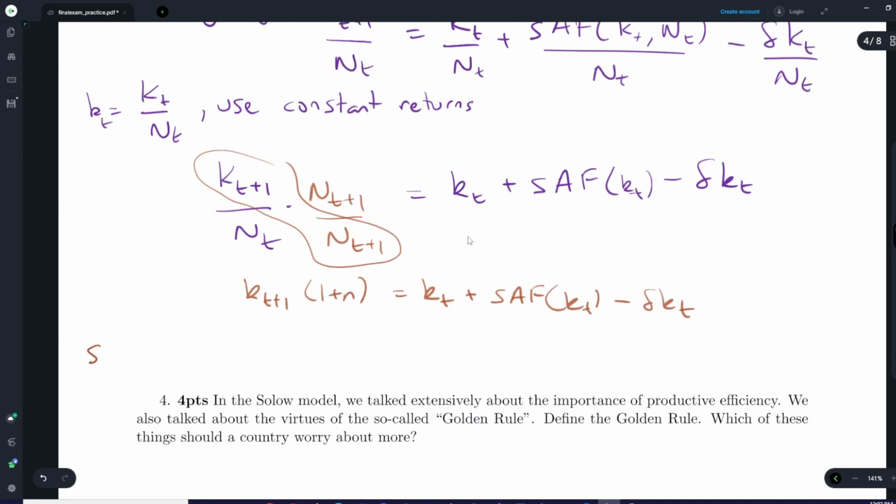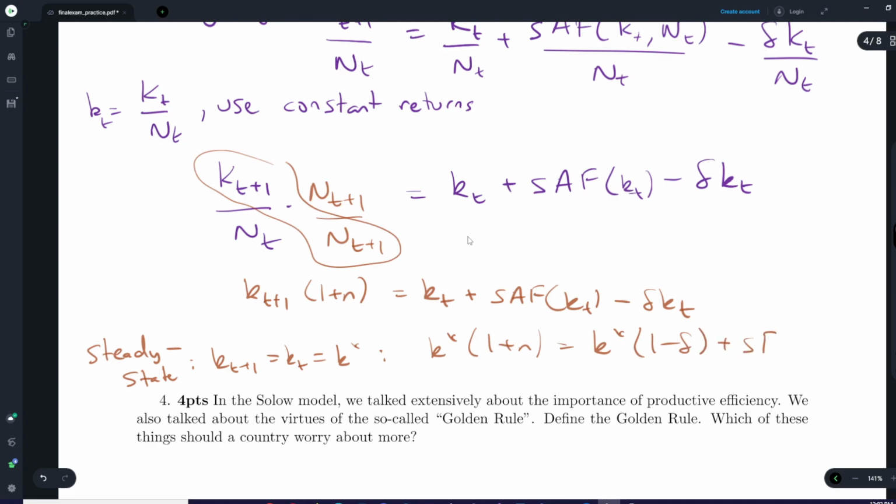And so in the steady state, we have k_{t+1} is equal to k_t is equal to k star. And this gives me that k star times (1 plus n) is equal to k star times (1 minus delta) plus sAF(k star), or sAF(k star) is equal to k star times (n plus delta). And that is the steady state condition we used in solving the model.